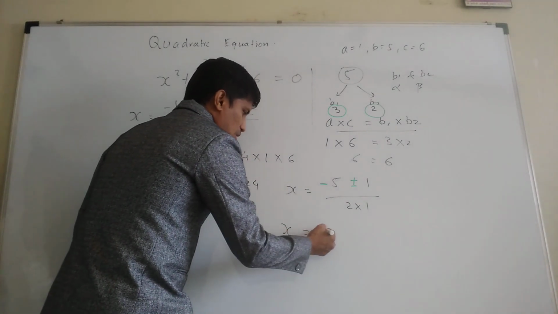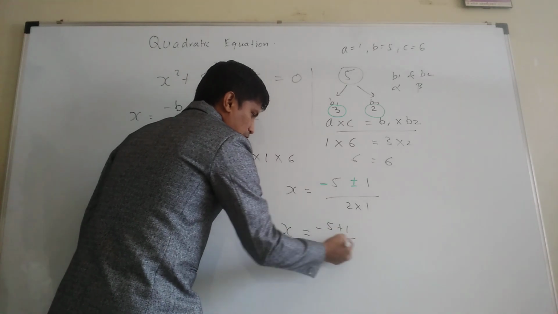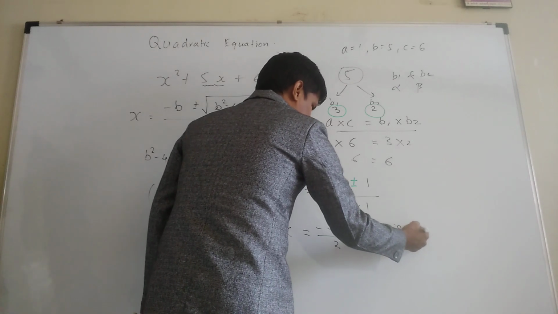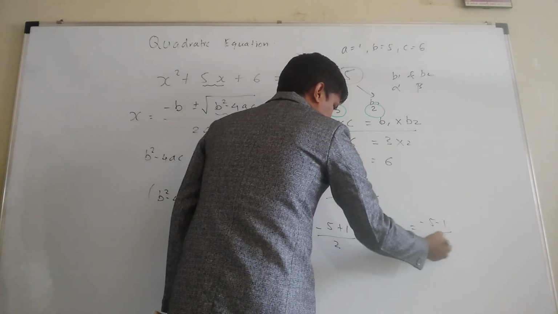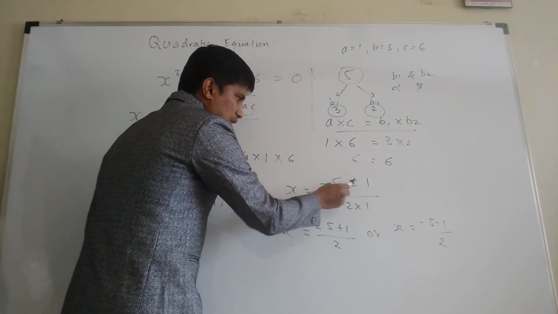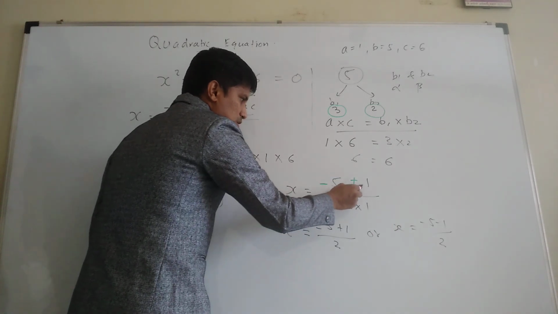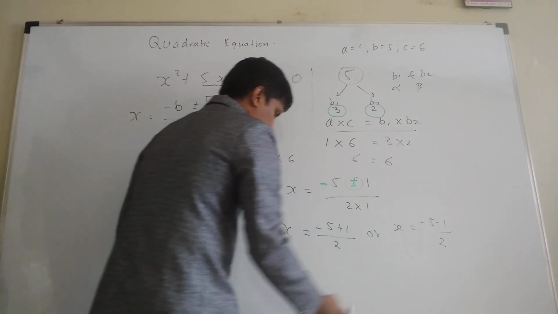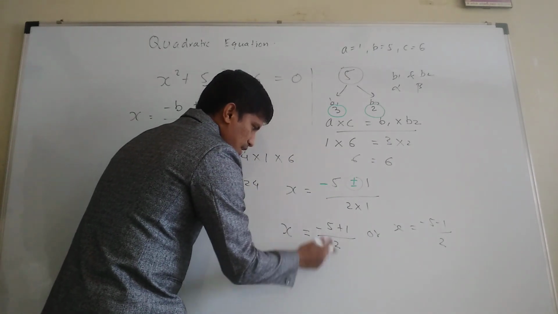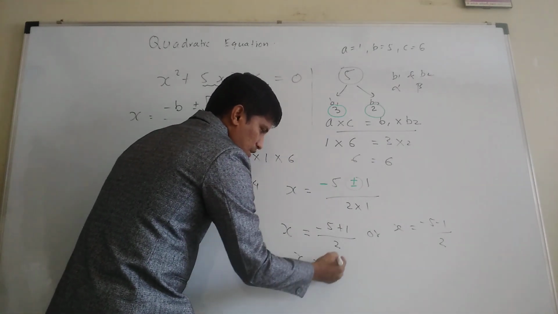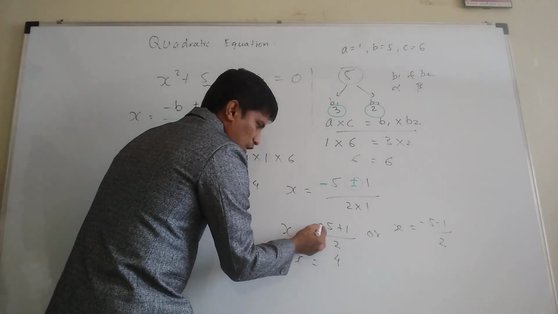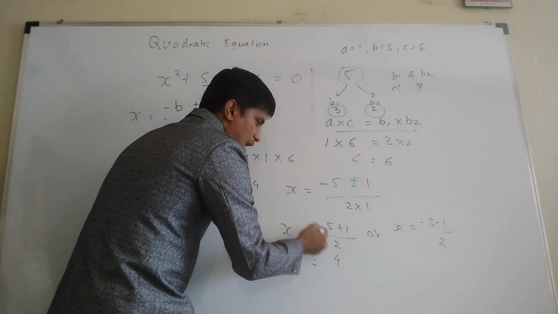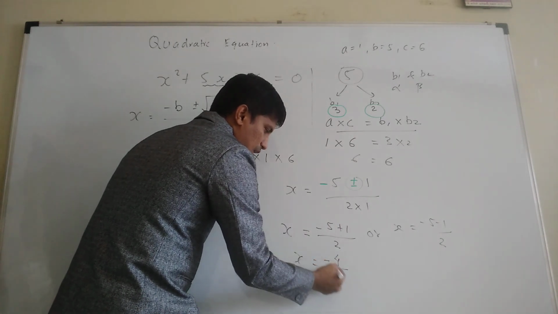So x is equal to minus 5 plus 1 divided by 2, or you can directly say x is equal to minus 5. Okay, what have we done? We have split this sign. Positive is over here, negative is over here. So x is equal to 5 minus 1, it's a 4. We are going to give the sign of the larger value. 5 is the larger value.